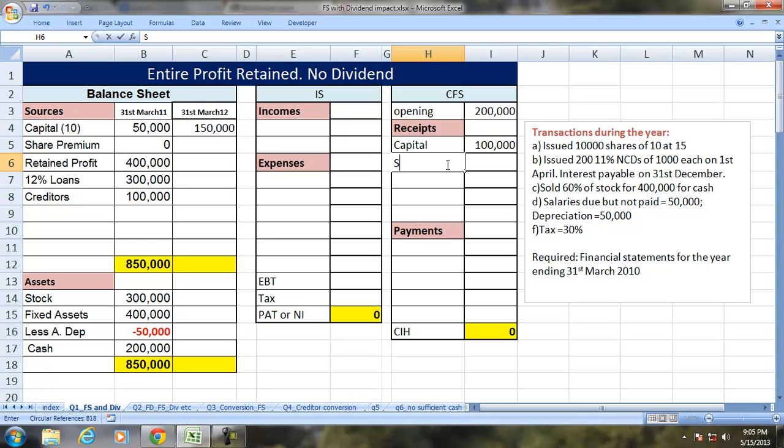Share premium, the balance is considered to be the share premium. So the excess of the issue price over the face value, in this case it is 5, is the share premium. So the share premium is not an income but a capital receipt, and this will become a part of the equity.